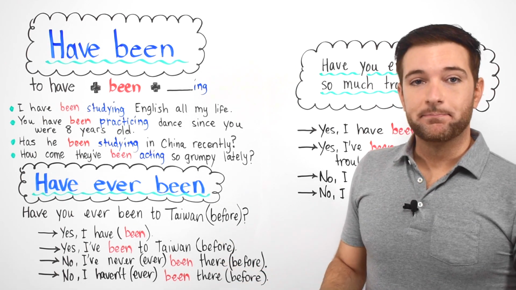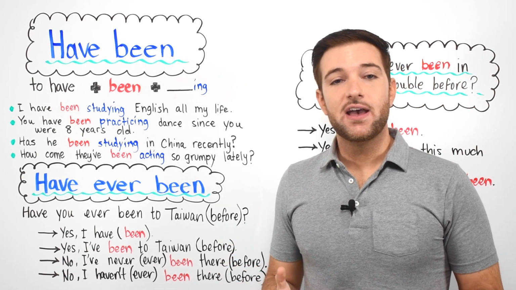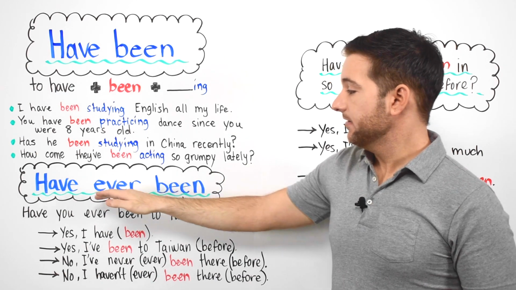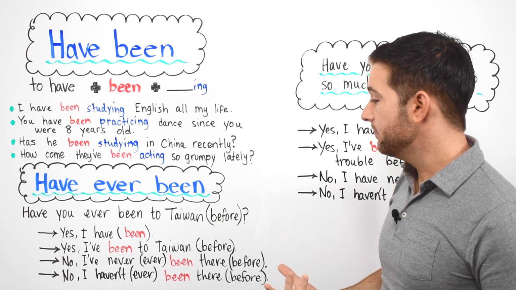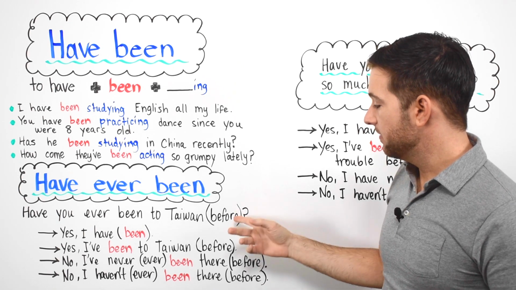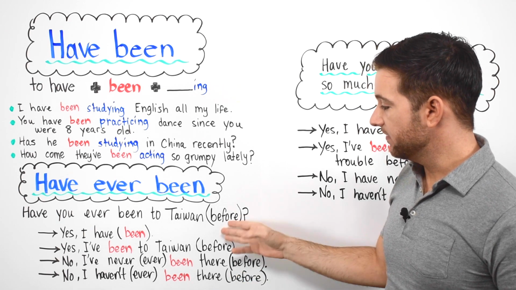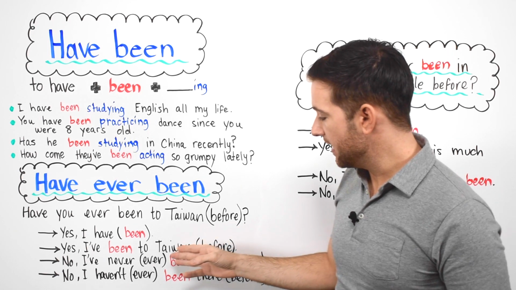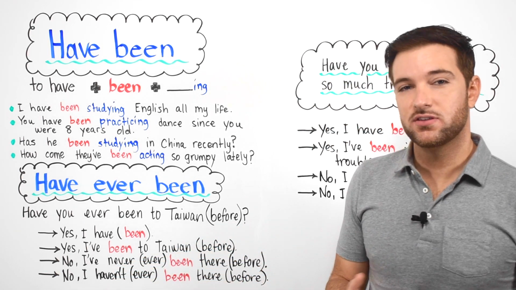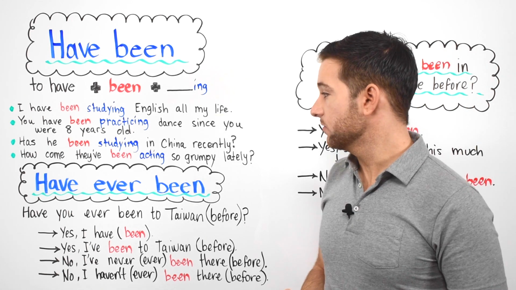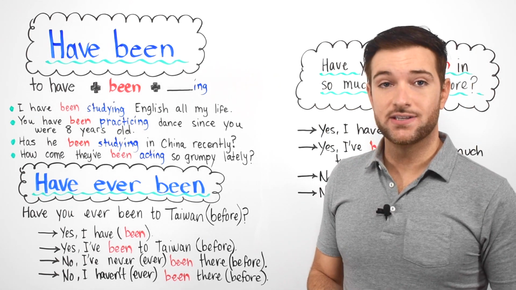Okay, we're gonna move on. Now let's look at the phrase have ever been, right? Have ever been, but we're also going to look at some new words, or maybe you've seen these words, but I put them in parentheses here. The words are before, and then we have ever, and then we're also going to look at never. Okay, so these are all kind of words that we use when we're talking about this sort of tense.